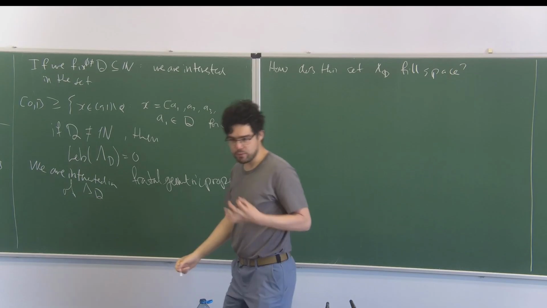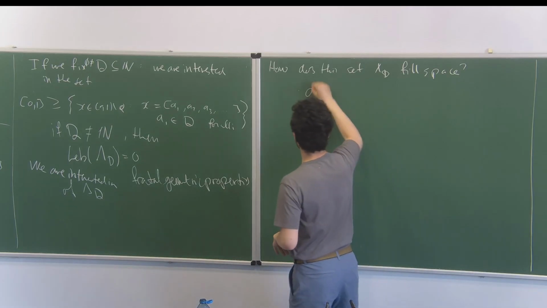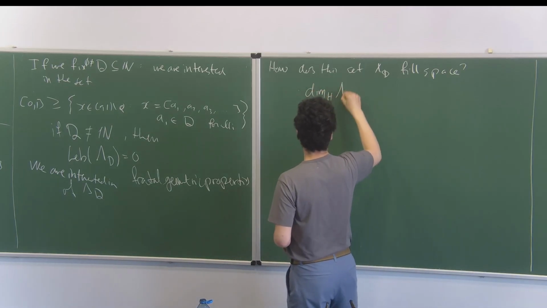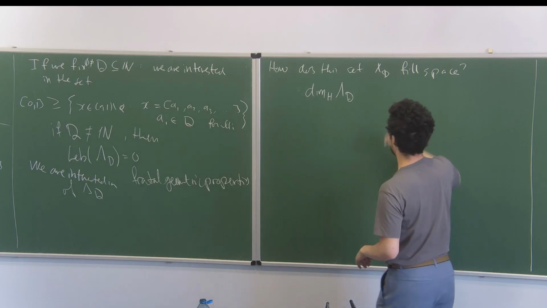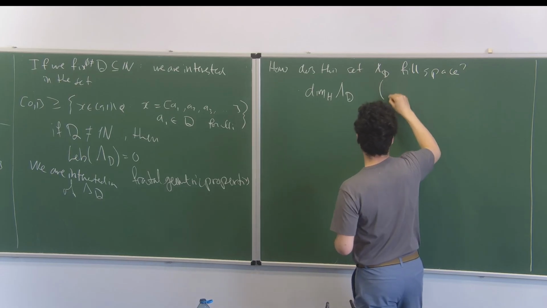So to be precise, I'm going to talk about three things. I'm going to talk about the Hausdorff dimension. So this is, I think, not quite classical, but this is due to Mauldin and Urbański.